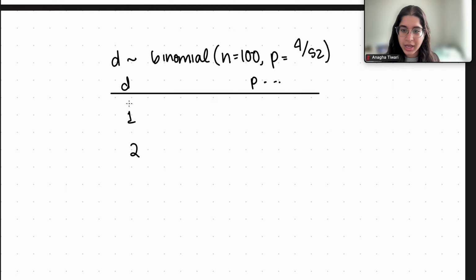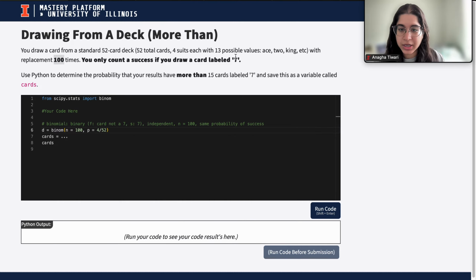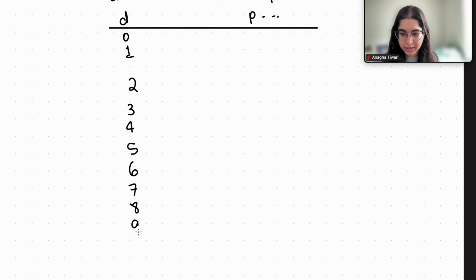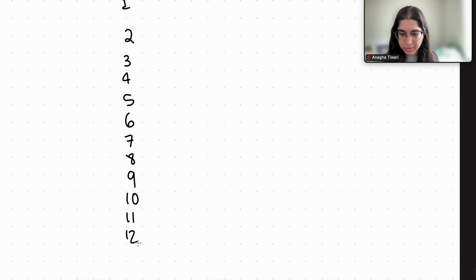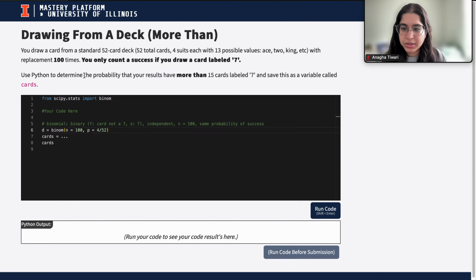We can draw 0 cards labeled 7 out of 100 cards. Though it is highly unlikely, we can still have that. We can draw 1 card labeled 7 out of 100 cards, 2 cards labeled 7, and then 3, 4, 5, 6, 7, 8, 9, 10, 11, 12, 13, 14, 15, 16, and so on.